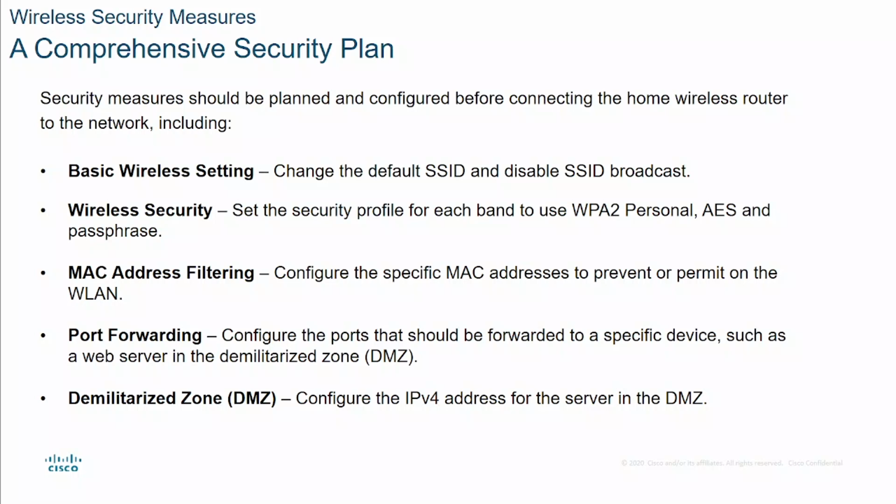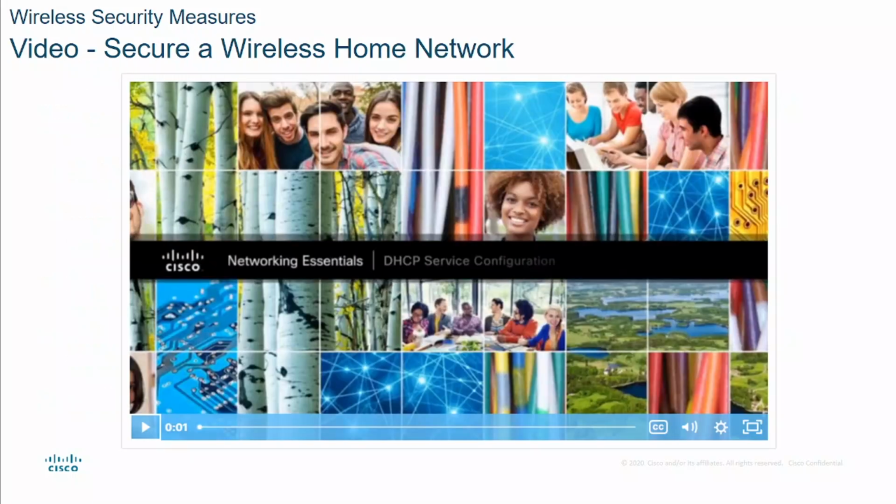Then there's port forwarding. Configure the port that should be forwarded to a specific device, such as a web server in the demilitarized zone. Configure the IPv4 addresses for the server in the demilitarized zone. This is so that the browser can only be used to do specific tasks, and it won't be allowed to visit other websites.